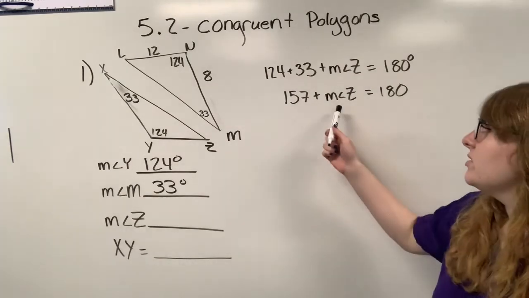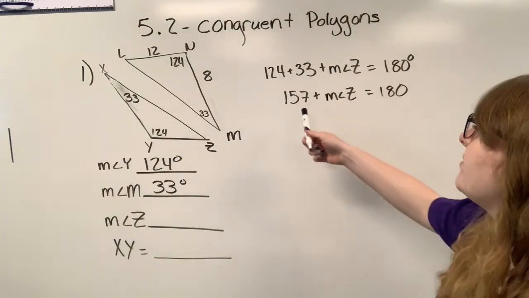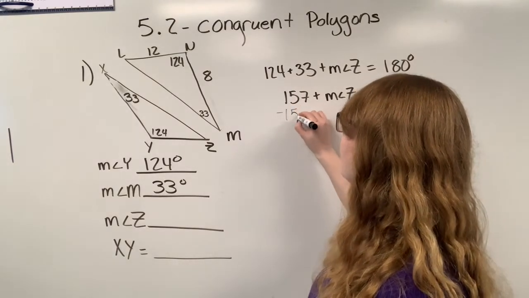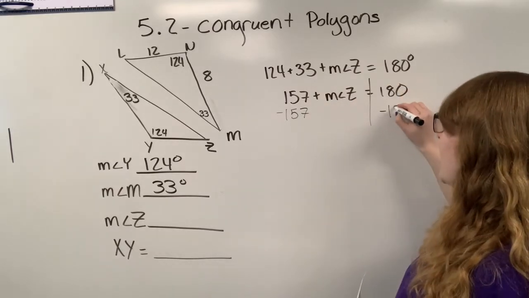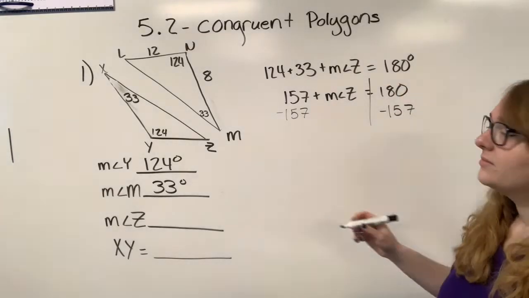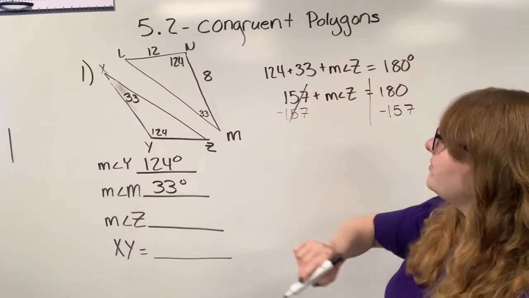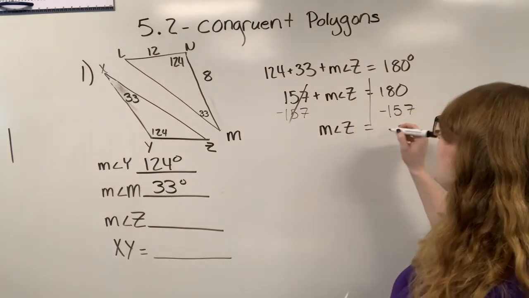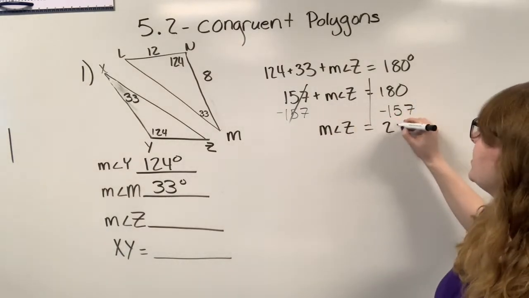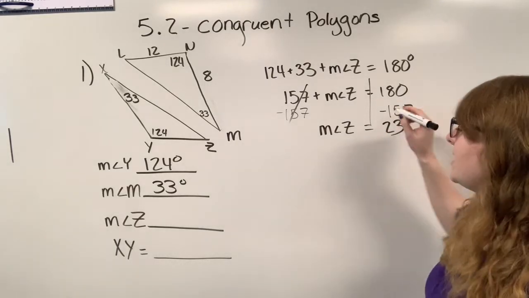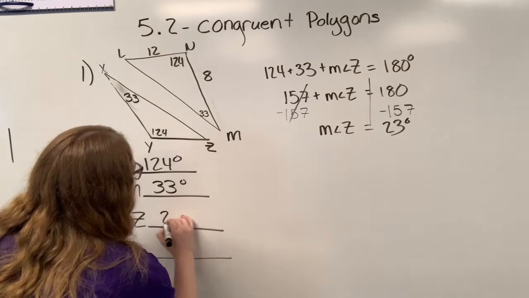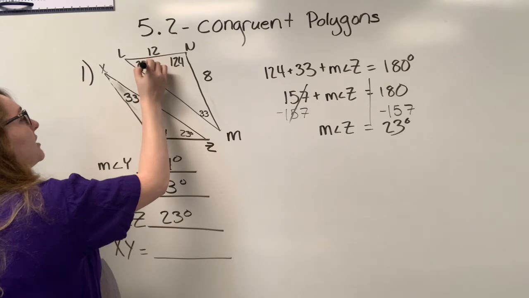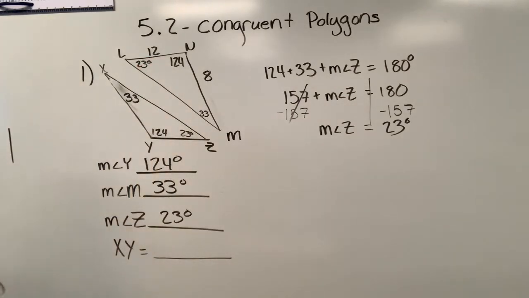Now to get the measure of angle Z all by itself, we are going to have to do the opposite operation to this positive 157, which would be to subtract 157 from each side of the equal sign. Positive 157 minus 157, those are going to cancel, leaving us with just the measure of angle Z. And then 180 minus 157 is going to give us 23 degrees. So that means the measure of angle Z is equal to 23 degrees. We'll write that in here as well. And then since it corresponds to angle L, I'll put that in there as well.